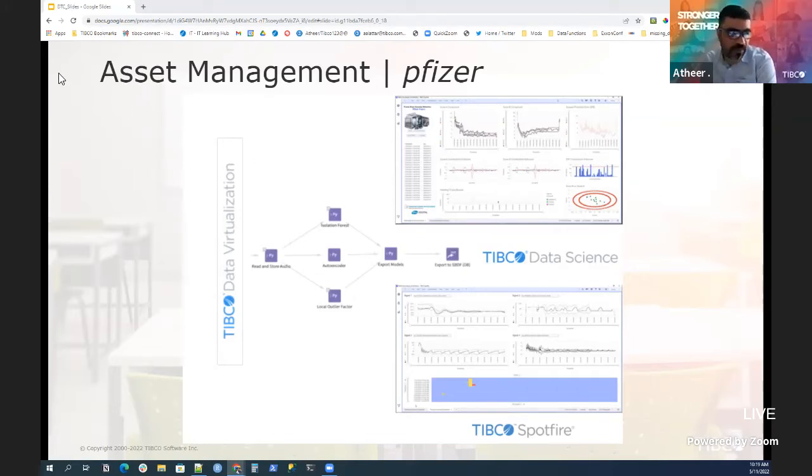For example, we have data coming from AWS, from Snowflake, from SQL. They all will be unified in this layer and will be accessed by TIBCO data science. And also Spotfire dashboards were utilized in this demo as we showed previously.